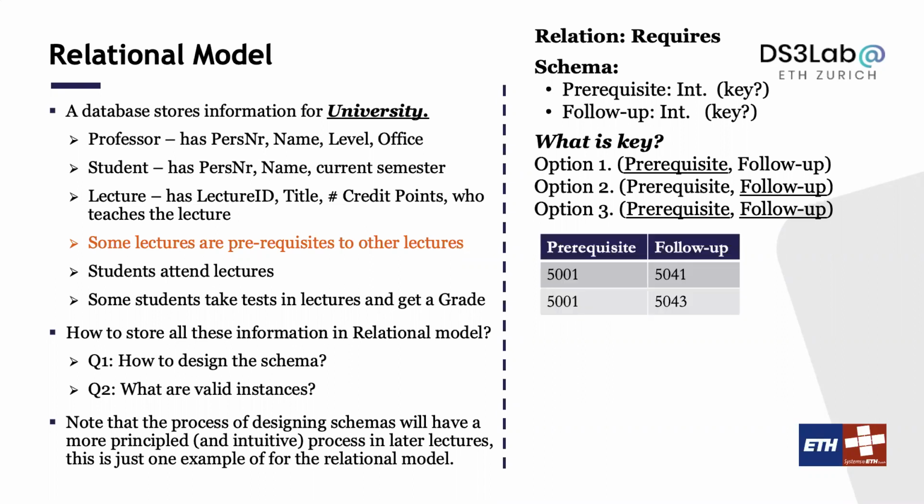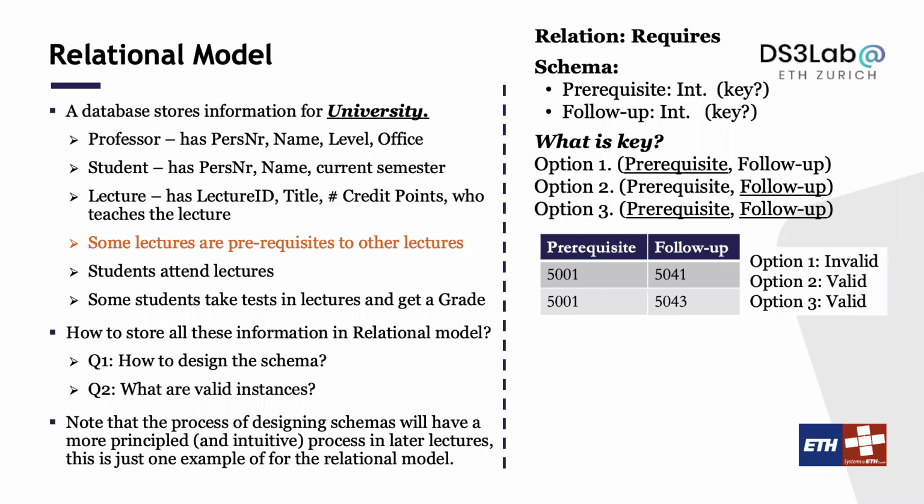So let's look at this instance. Okay, I have prerequisite 5001. I have follow-up 5041, 5043, which means that to take 5041, I need to take 5001. If I want to take 5043, I need to take 5001, which is a reasonable instance, right? So if you are building a university, I would think this one's fine, right? So let's think about whether this is allowed under each of those options.